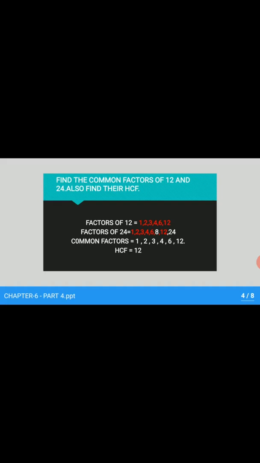Clear? Now from these common factors, see which number is the biggest one. Yes, 12. So the highest common factor is 12. Clear?